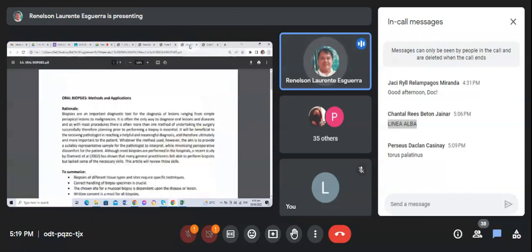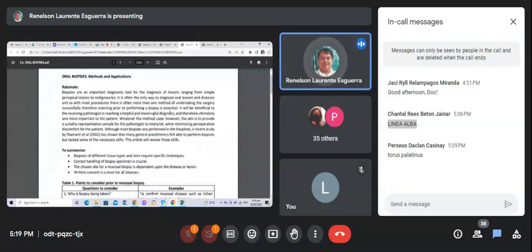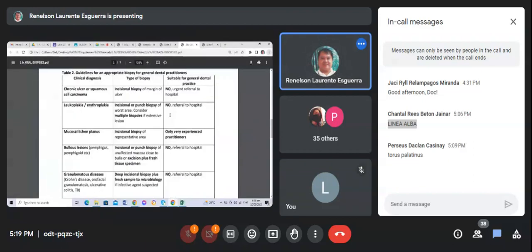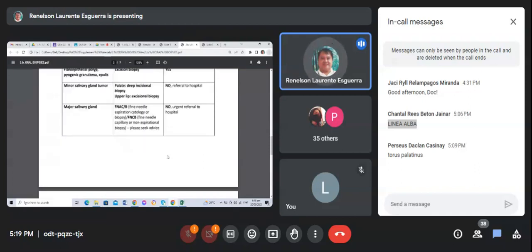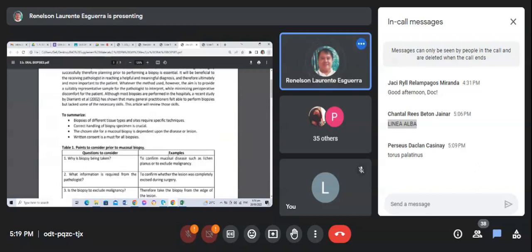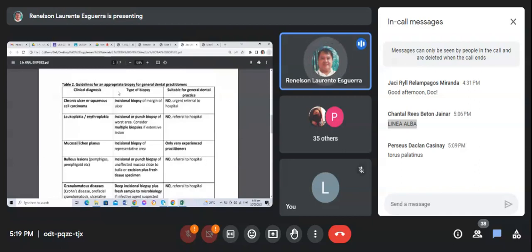Now, you might be asking, Doc, what will I do with biopsies? Is there a need for a biopsy? Well, this is a guide that I made for you. This is actually taken from two references published in 2002 and 2004. I made a summary of it, and this would tell you points to consider prior to biopsy and guidelines for appropriate biopsy for general dental practitioners.